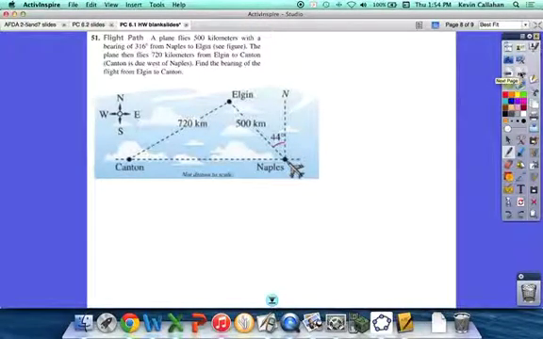Okay, flight path. This one we looked at in class, but we didn't finish it, so I'll go ahead and finish it here. A plane flies 500 kilometers with a bearing of 316 degrees from Naples to Elgin. This use of bearing is not what we've been taught about how to use bearing, but they did label it. We're talking about a direction from Naples to Elgin, and I don't see any 316 degrees, but what I do see is 44, which is 360 minus 316. So they must mean that they have gone all the way around this way. That's 316 degrees.